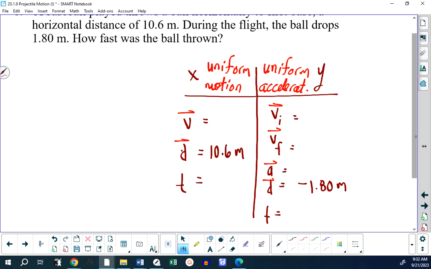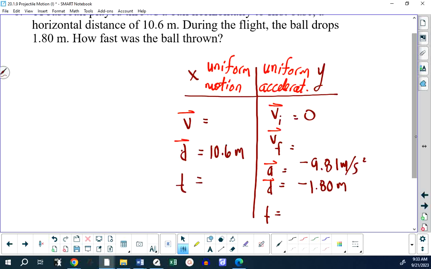We know the acceleration due to gravity is negative 9.81 meters per second squared. And the initial velocity in the vertical direction is 0 because it's launched horizontally. On Monday, it will no longer be 0 because we're going to be launching objects up at an angle.